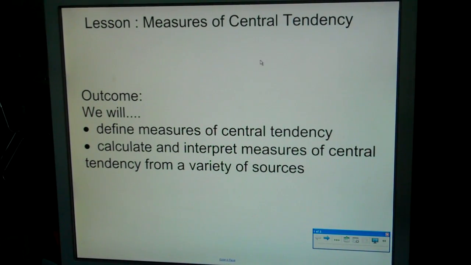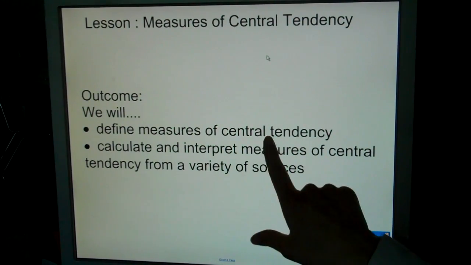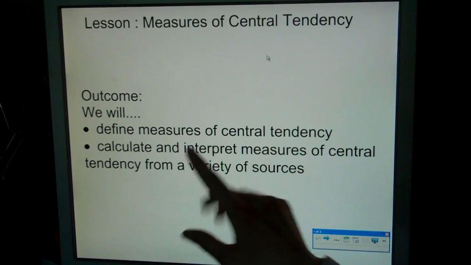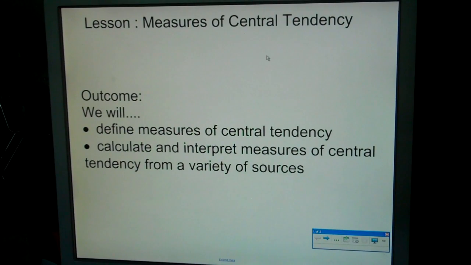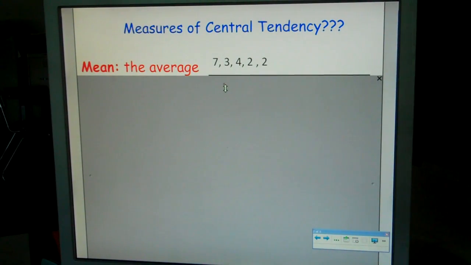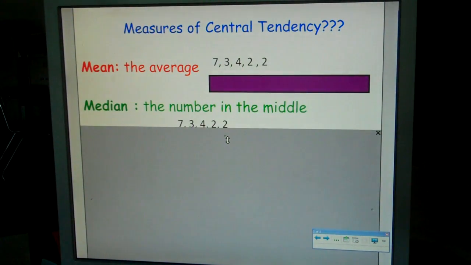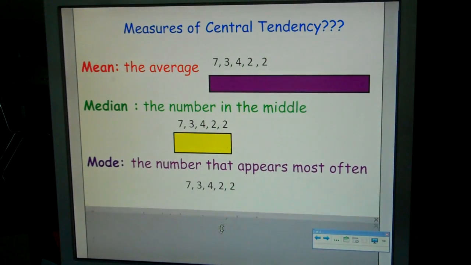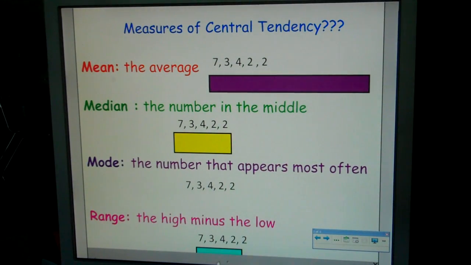Measures of central tendency. In this video, we are going to define the measures of central tendency and calculate and interpret them from a variety of sources. Measures of central tendency should very much be a review. If you don't remember this name, you should remember things like mean, median, mode, and range. Okay?